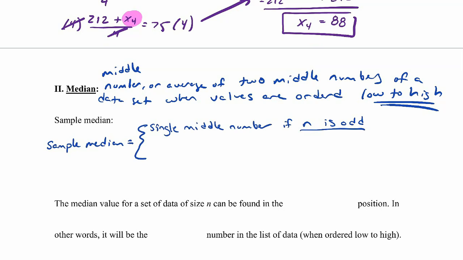The sample median will be the average of the two middle numbers if n is even. If we have an even number of numbers, you'll see that we're going to have two numbers in the middle.